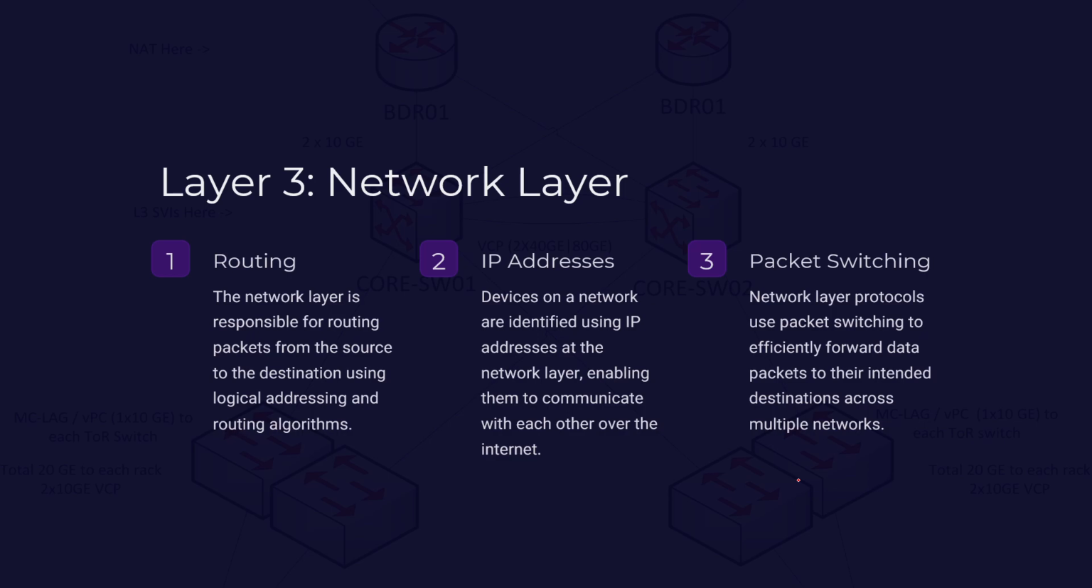Coming to the third layer, that is the network layer. The network layer is about routing, IP addresses, and packet switching. The network layer is responsible for routing packets from the source to the destination, using logical addressing and routing algorithms. Devices on the network are identified using MAC addresses, or IP addresses at the network layer, basically enabling them to communicate with each other over the internet.